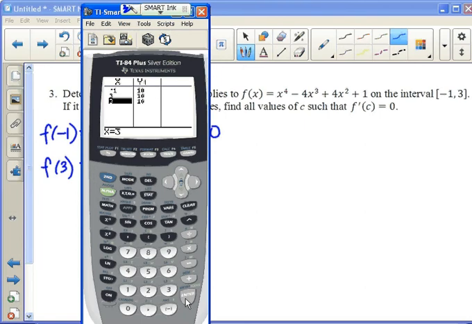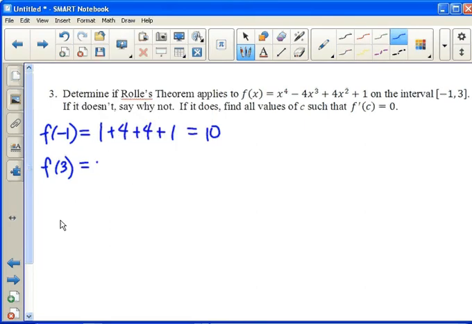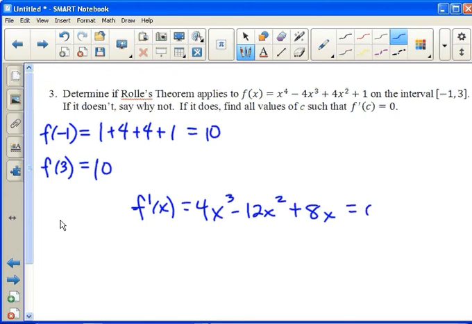So we do get the same y values for both, which means Rolle's theorem does apply. Once you realize that, then your job is to take the derivative and set it equal to 0. So I take the derivative of my function, and I get 4x cubed minus 12x squared plus 8x, excuse me, and then set it equal to 0. I'll check it out and see what they all have in common, which is 4x, leaving us x squared minus 3x plus 2.